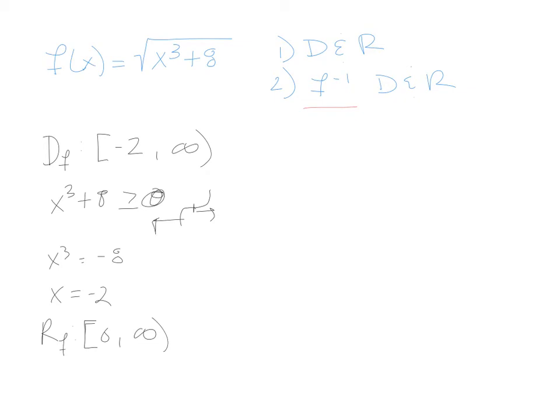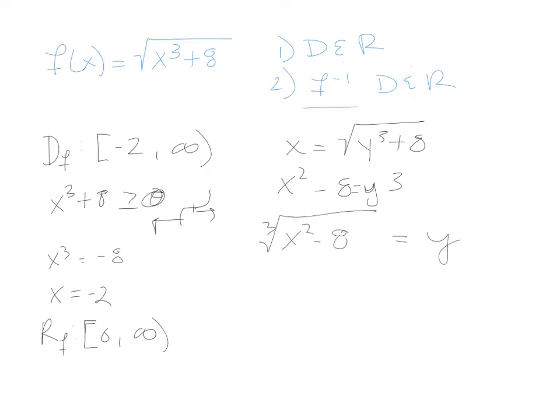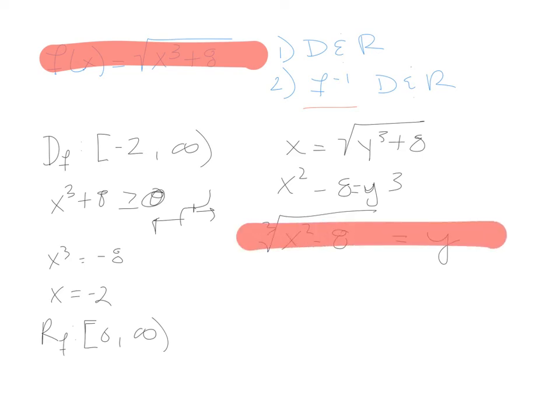So then the f of negative 1, to find that, you can pull that sneaky trick where you make x equal to the square root of y cubed plus 8. So x squared minus 8 equals y cubed. And then the cube root of x squared minus 8 equals y. So that is the inverse. And so now I would encourage you, if you haven't yet, go ahead and graph this guy against this guy to see if they look like inverses.